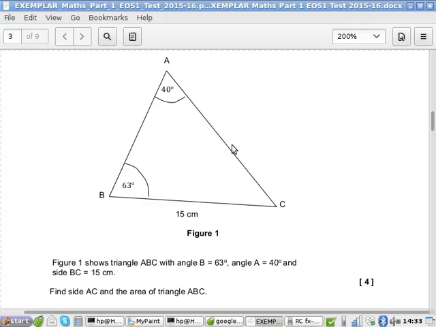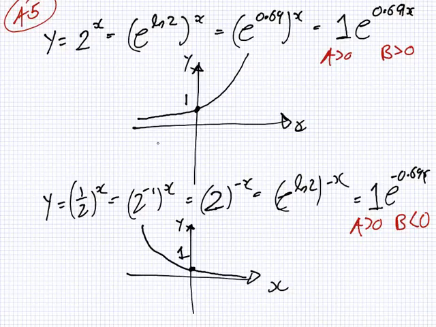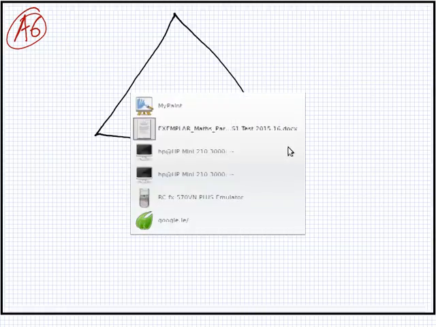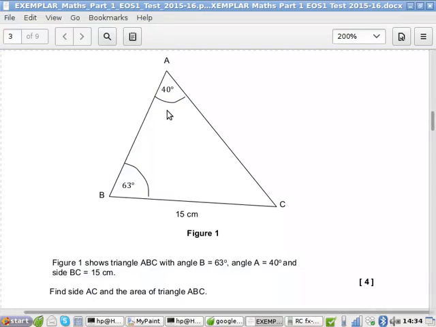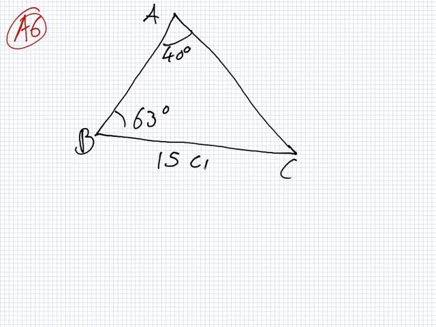Okay. Can I do this one now? Yeah. So, let's have a look. A6. Triangle A, B, C, with angles 40 degrees and 63 degrees. And you also know BC is 15. So we can easily find out this angle to be... 77 degrees.